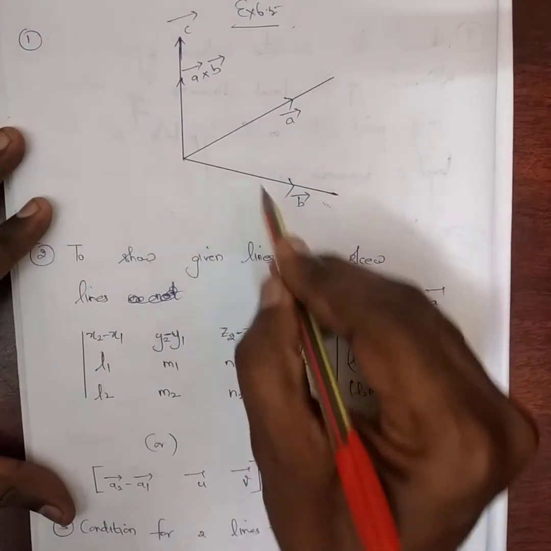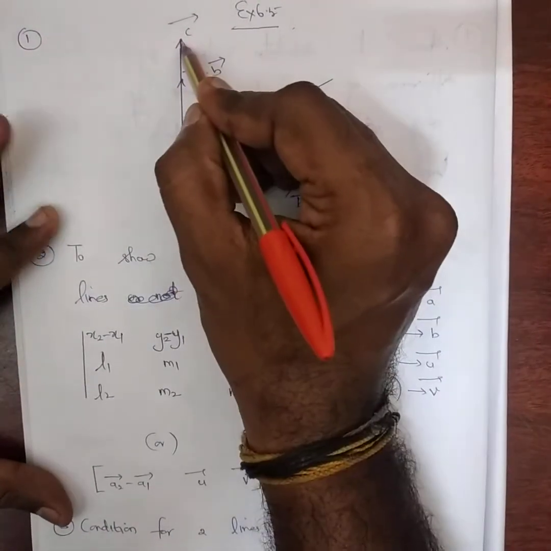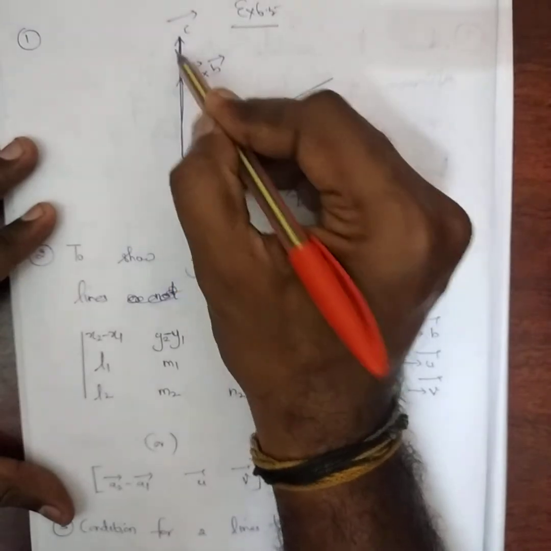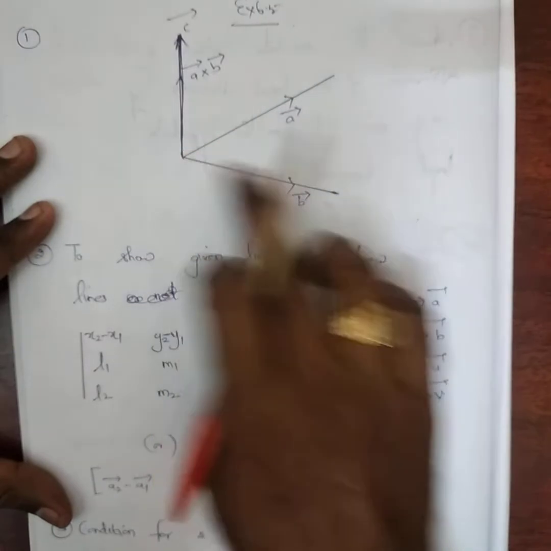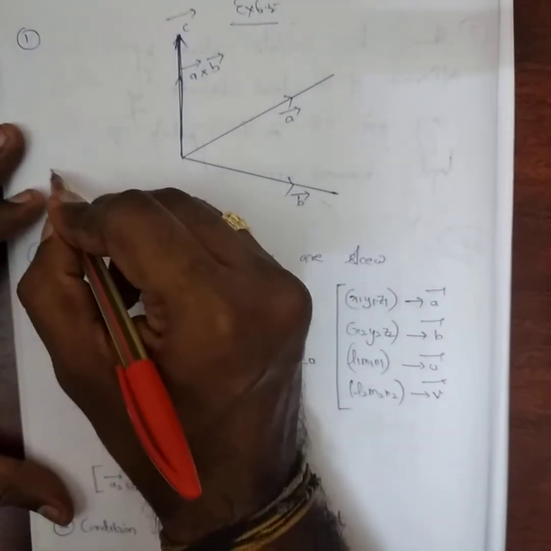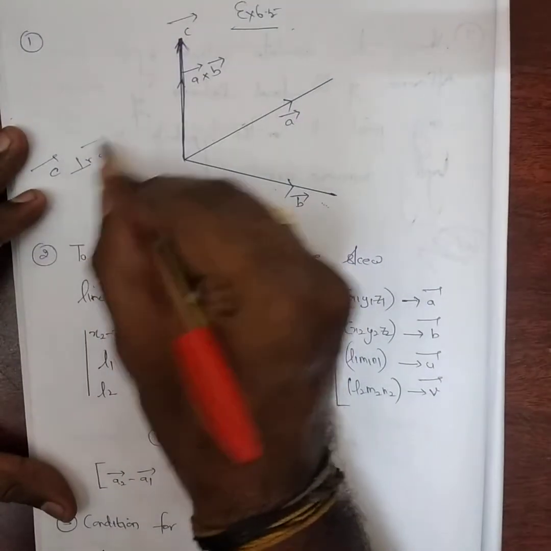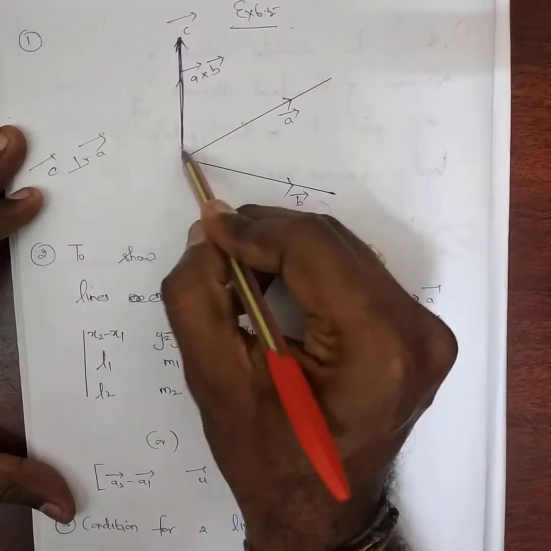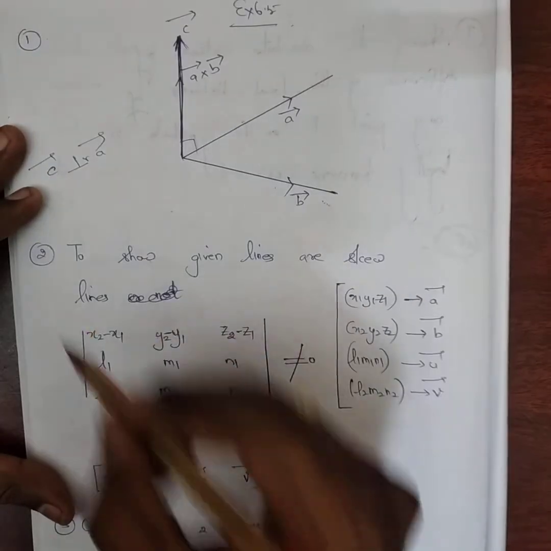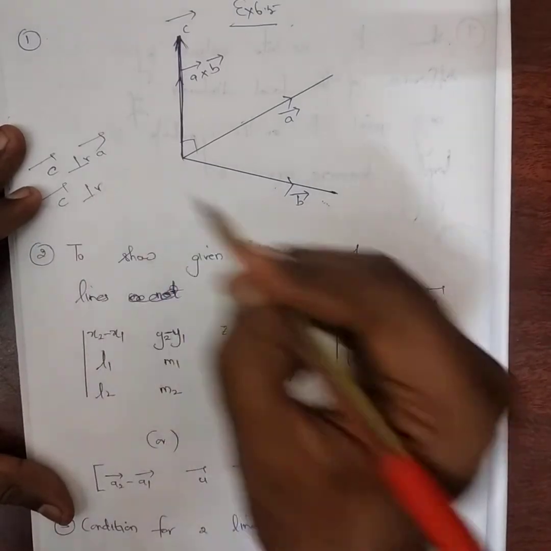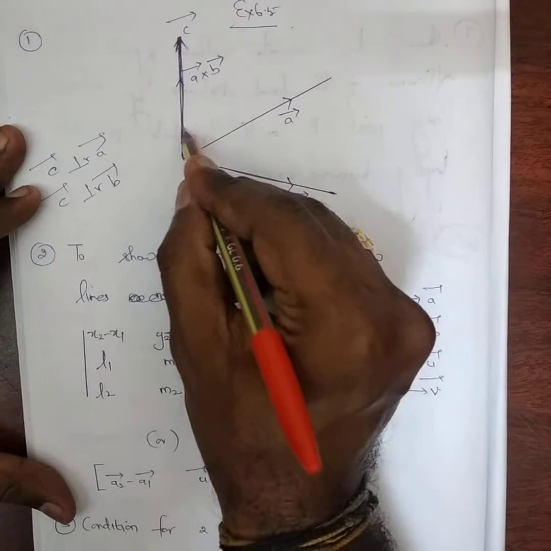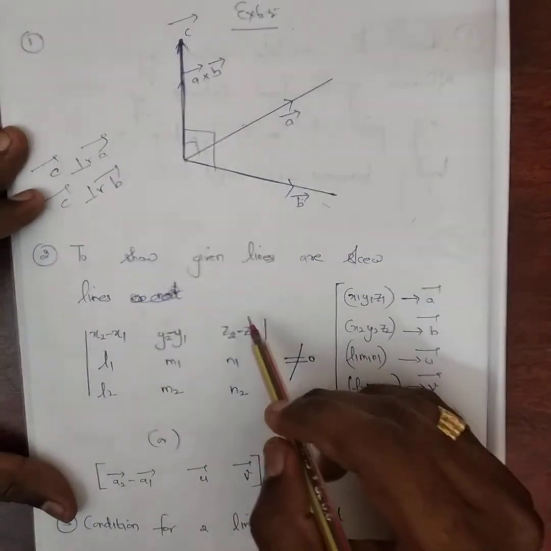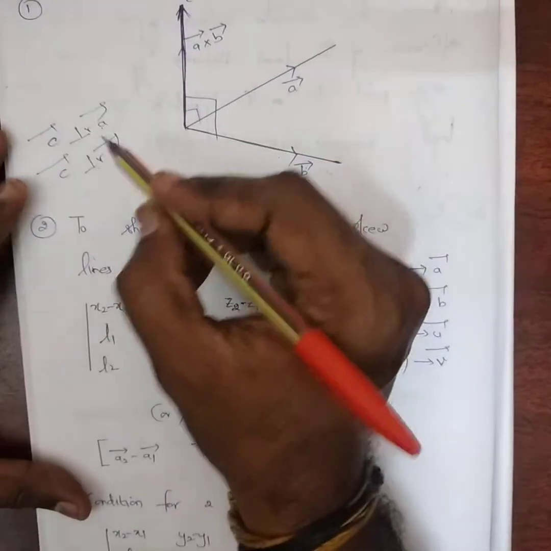This is the A vector and the B vector. I'm going to consider another vector, called the C vector. If you look, this C vector is perpendicular to the A vector, and the C vector is perpendicular to the B vector also. Therefore, C vector is perpendicular to A vector and C vector is perpendicular to B vector.